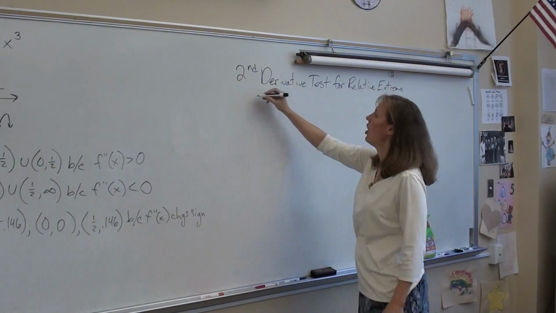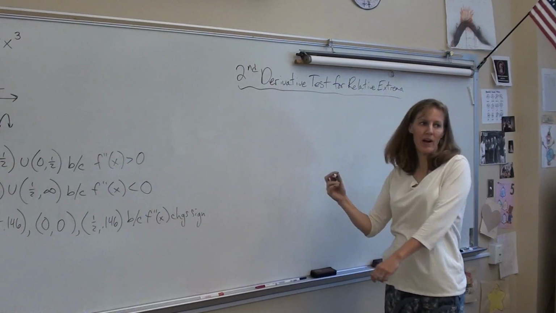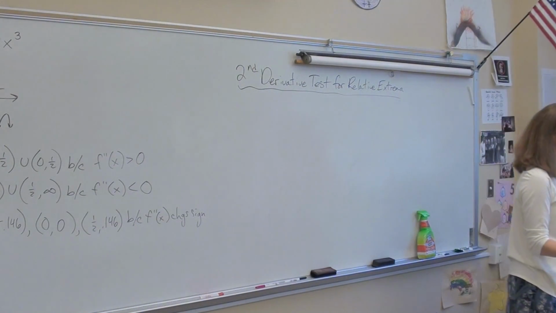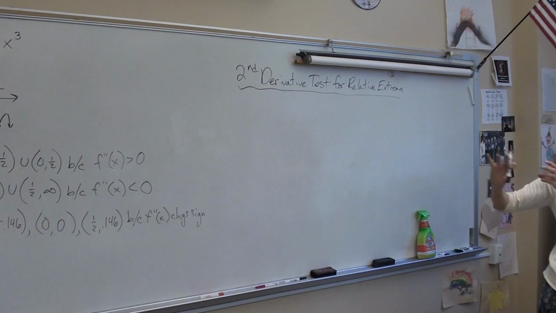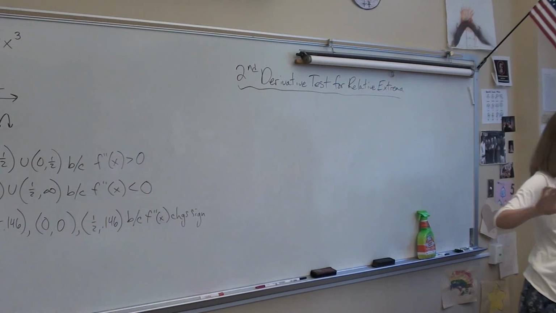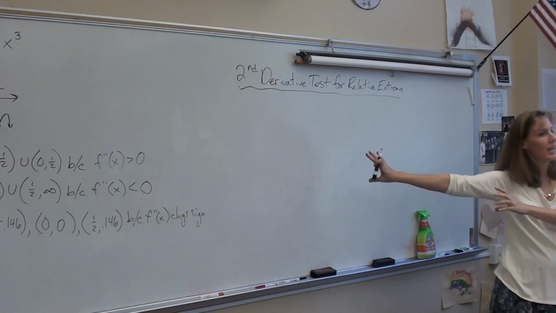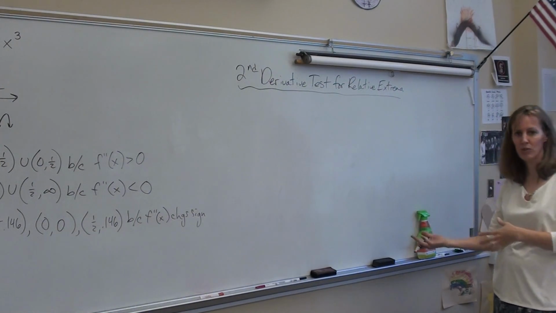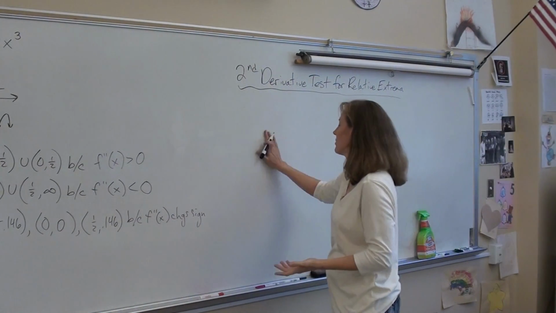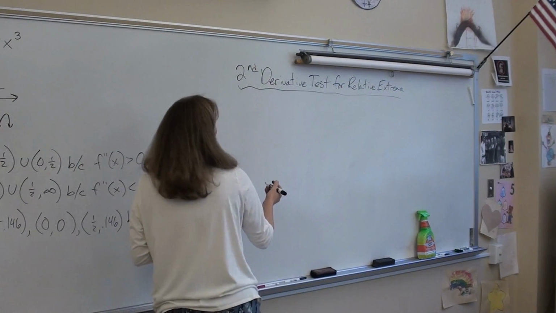This is an alternate method for finding relative extrema. The first derivative test is the first derivative test for relative extrema. The second derivative test is the second derivative test for relative extrema. Now, the first derivative test involves the first derivative, and the second derivative test involves the second derivative, so you can think of it however you want. So can we use either one?